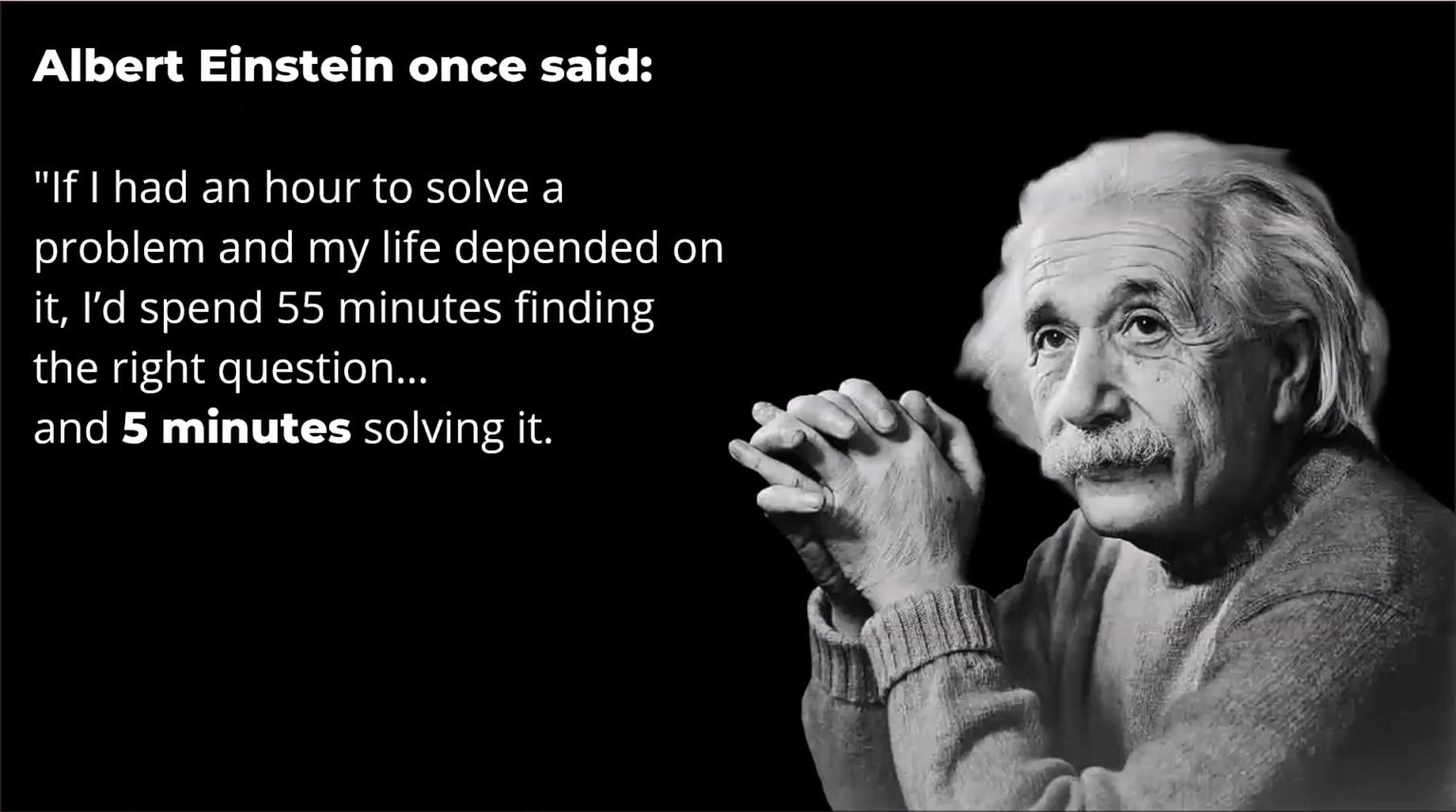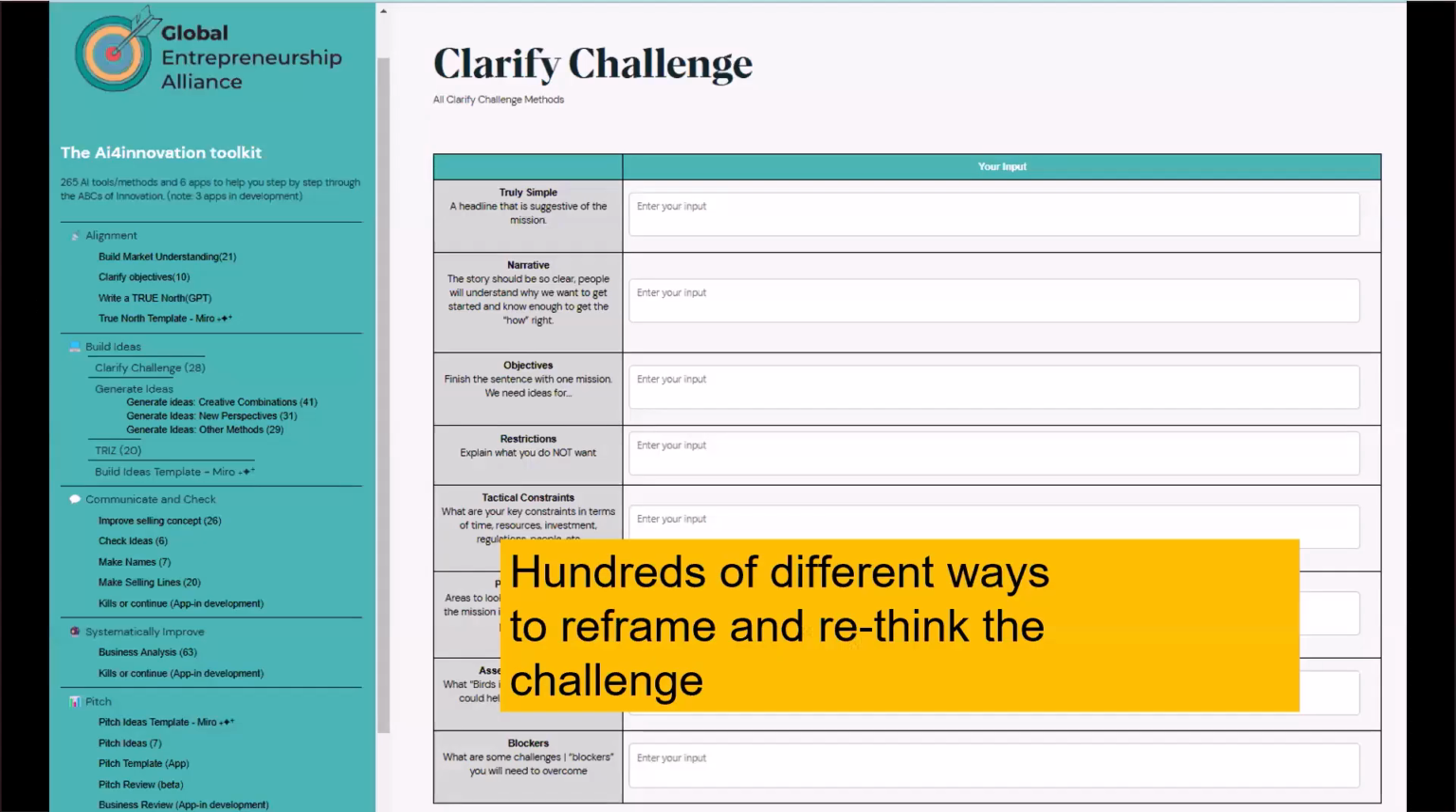There's a quote I love from Albert Einstein. He said, if I had an hour to solve a problem, and my life depended on it, I'd spend 55 minutes finding the right question and 5 minutes solving. A second part of the toolkit is focused on clarifying the challenge. It gives you hundreds of different ways to reframe and rethink your challenge. Sometimes when you write the challenge differently, the solution is a lot easier to find.